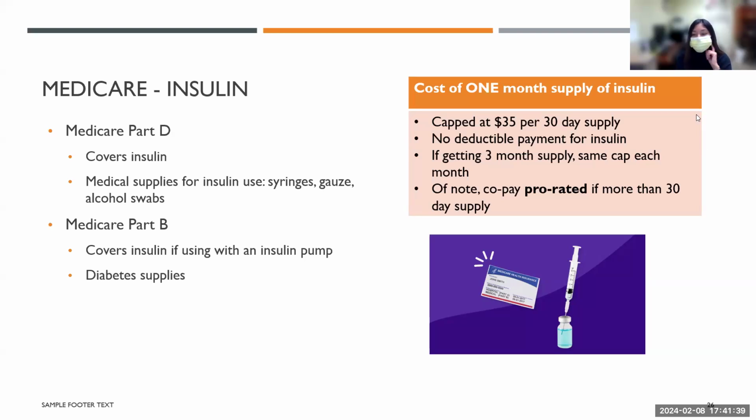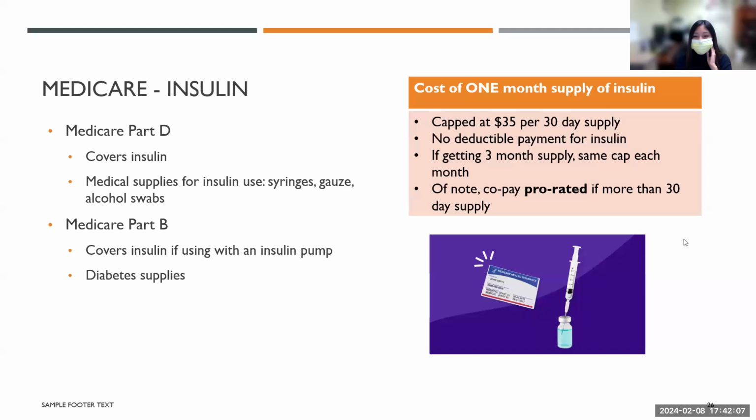And in this chart over here, I did want to mention that Medicare has a nice rule in which the cost of 1 month's supply of insulin is going to be capped at $35. So if your provider is ordering a 30-day supply of insulin, you will only have to pay $35. There is no deductible payment for insulin. And even if you get a 3-month supply of your insulin, the same cap is applied for each month.